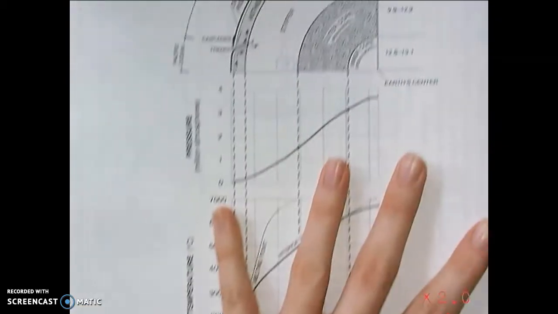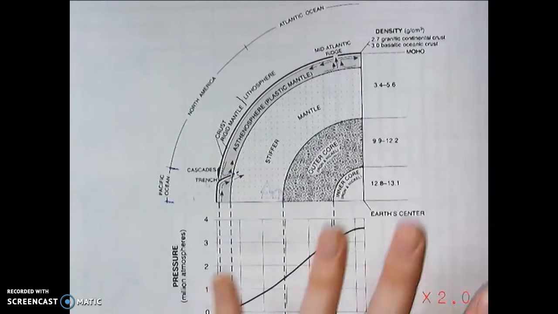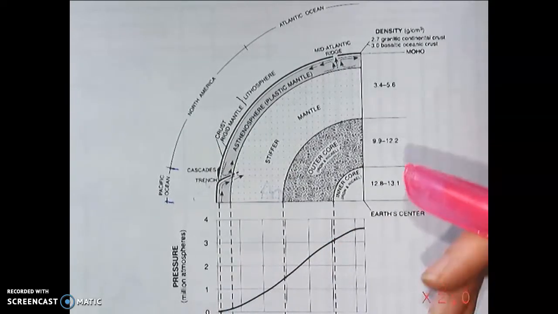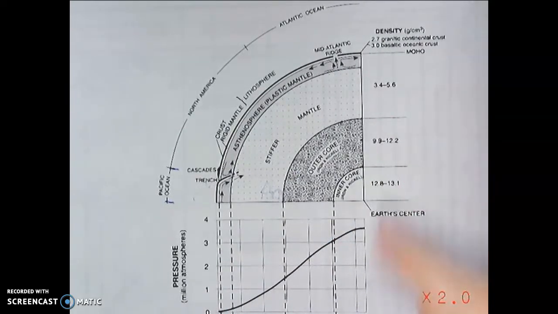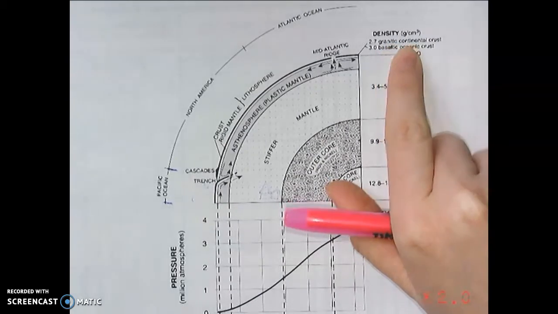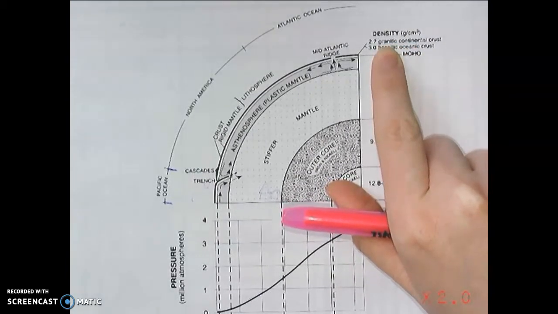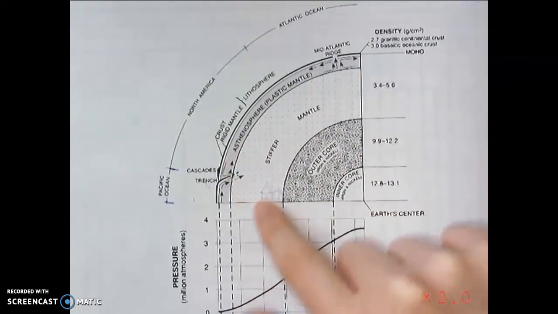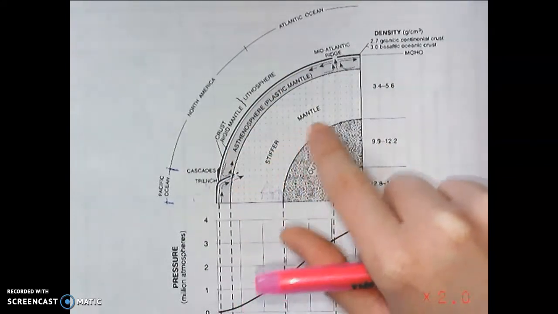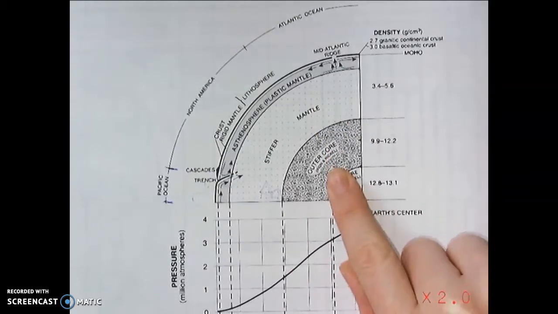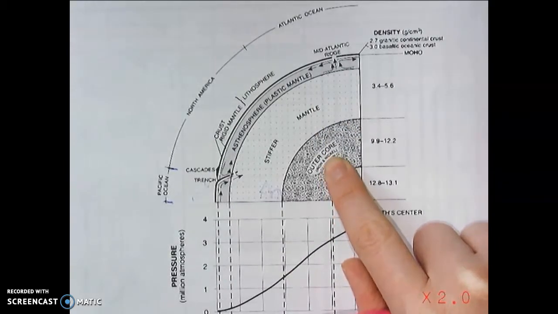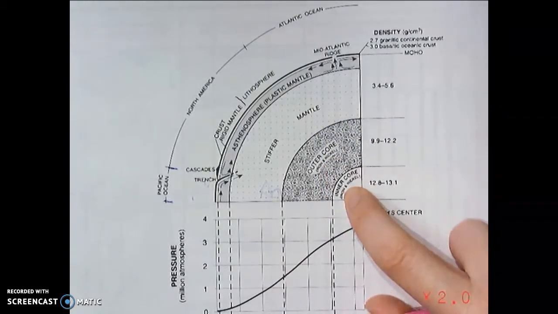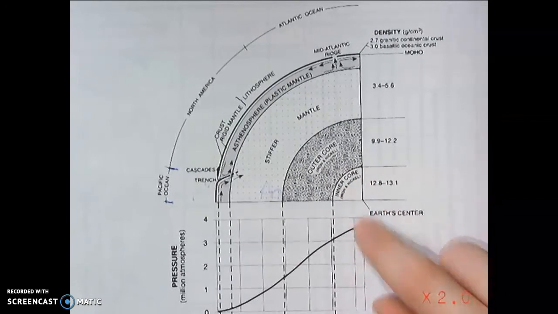One last thing I want to show you, and I should have mentioned it earlier, is that it tells you what the crust is made out of. Continental crust is made out of the rock granite. Oceanic crust is made out of the rock basalt. It doesn't tell us anywhere what the mantle is made out of, but when we go down to the outer core, it says it's made out of iron and nickel. And when we go to the inner core, it is also made out of iron and nickel.